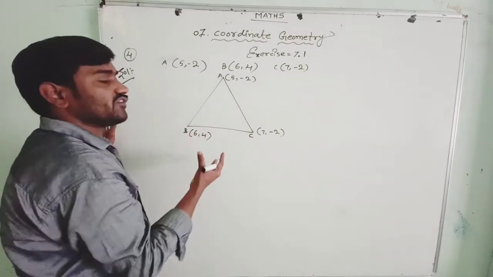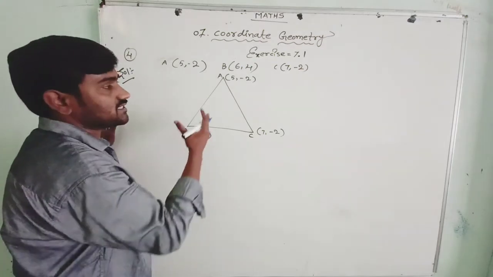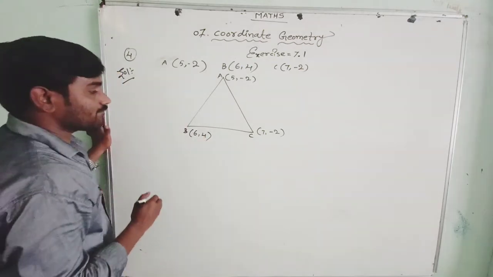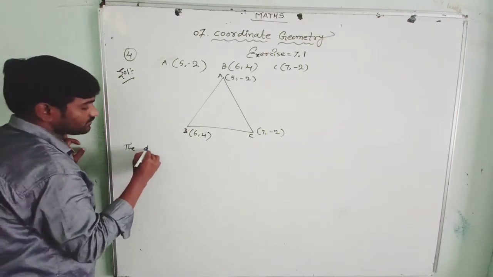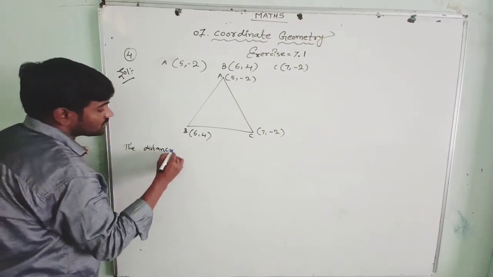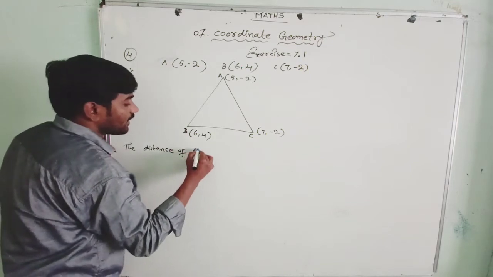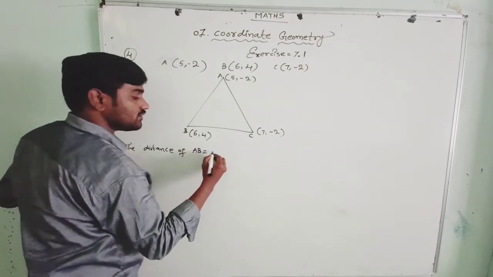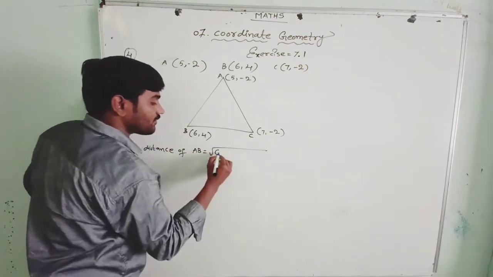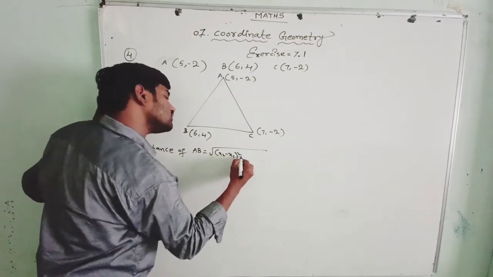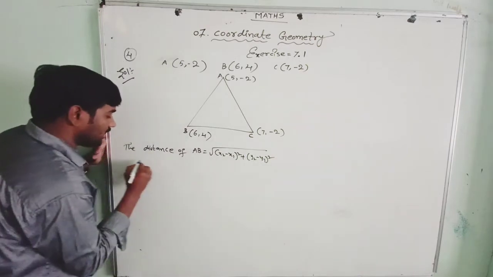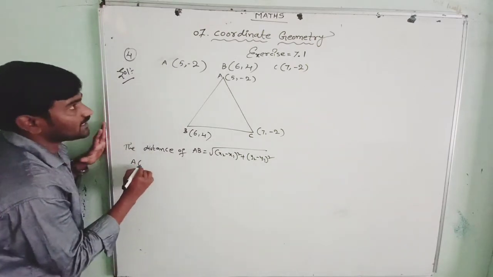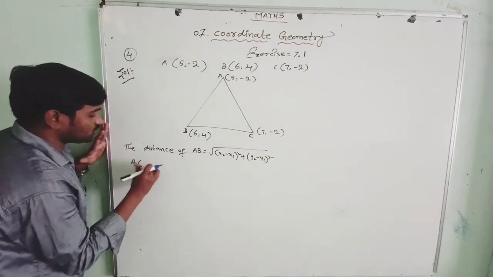If all the times you get a different answer while finding distance, it is a scalene triangle. Let us find out the distance. The distance of AB is equal to the square root of (x2 minus x1) whole square plus (y2 minus y1) whole square. AB, A point is 5 comma minus 2.